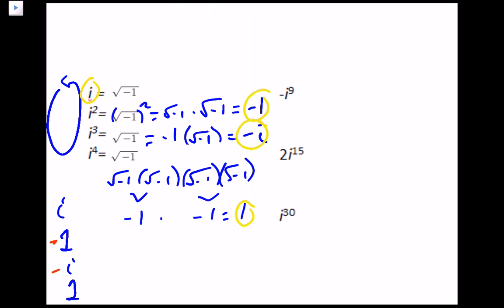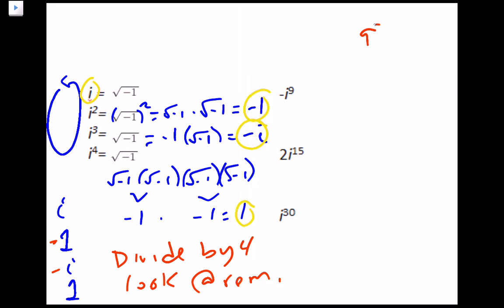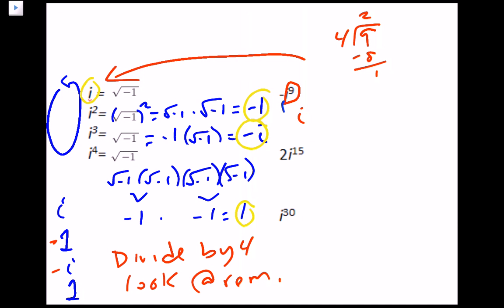So since this repeats every 4, what you can do is divide your exponent of i by 4 and look at the remainder. In this first problem, I have i to the 9th power. So I'm going to do 9 divided by 4, which goes in twice, which leaves me with a remainder of 1. So if I look over here at the first part of my cycle, 1, then that tells me that i to the 9th will simplify to just i. But originally, I had a negative, so I need to bring that down. So my final answer is -i.